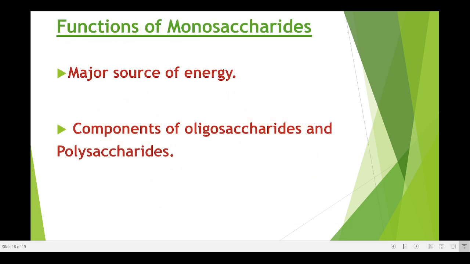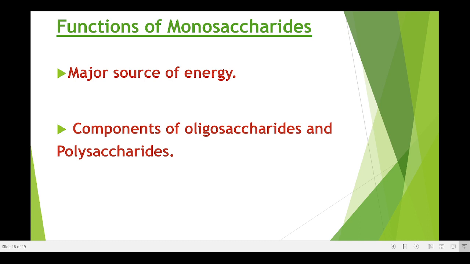Next we can see the functions of monosaccharide. There are two major functions of monosaccharide. First one, major source of energy. We can say glucose is an energy molecule and also the main energy fuel in our body. When its chemical bonds are broken, energy is released.